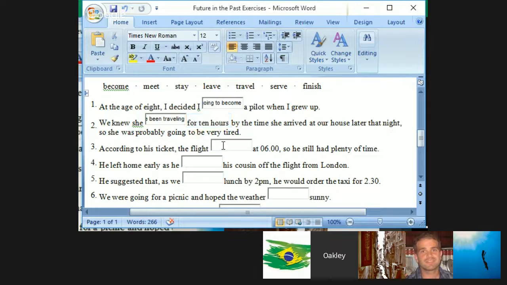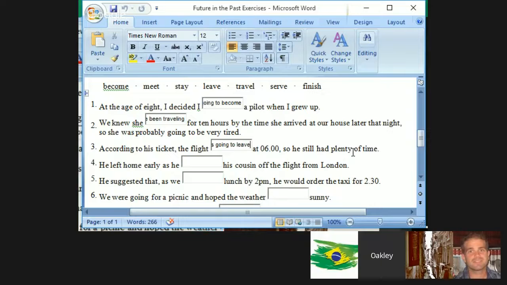Wilson, number 3. Okay, according to his ticket, the flight was going to leave at 6 o'clock, so he still had plenty of time. Okay. Very good. Notice this is not reported speech. We can see future in the past used in other instances here. Here's another instance.